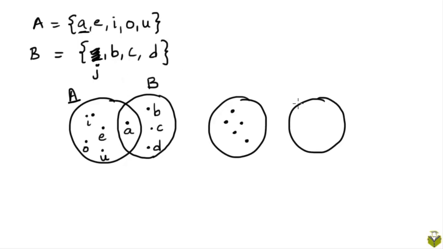The 4 elements contained within the set B would have been written something like this. So when A and B share some common elements, we show their circles as overlapping, and when A and B don't share any common elements, their circles will be disjoint. There will be no overlapping region.